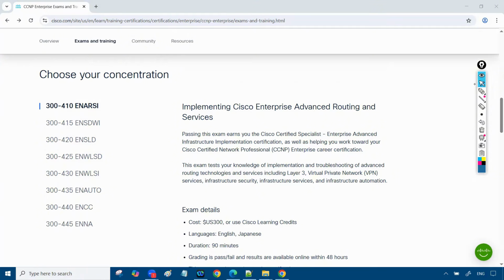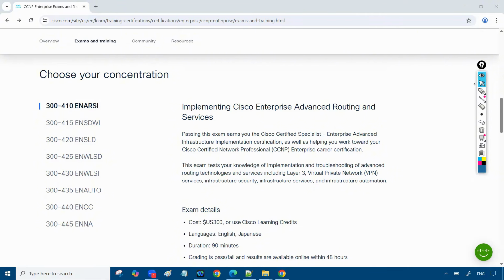If you're planning for the CCIE Enterprise, in that case, you don't need to give the concentration paper. You just need to give the CCNP ENCOR paper. That's all, and you are good to go for the lab exam. The concentration paper is optional for you. But if you're looking for the CCNP Enterprise certification only, then the concentration paper is mandatory.